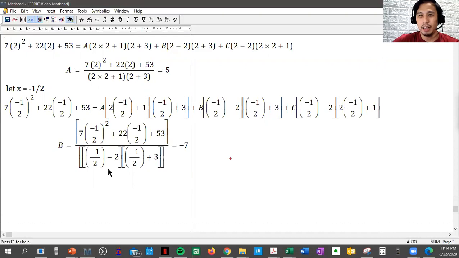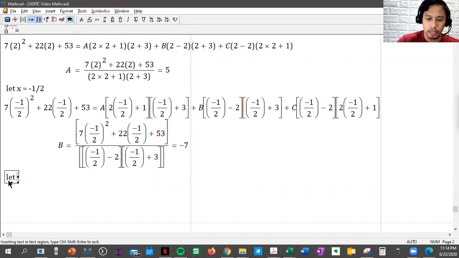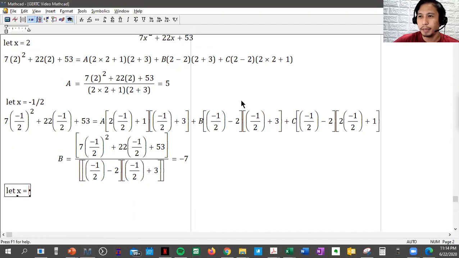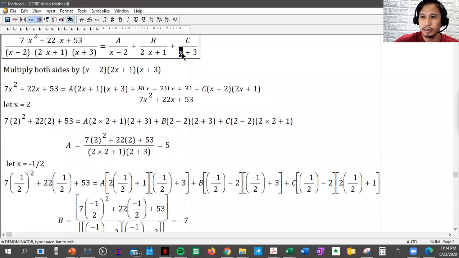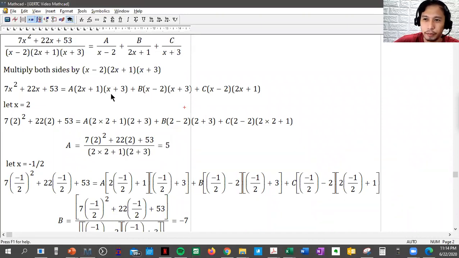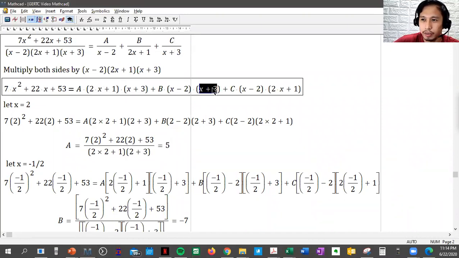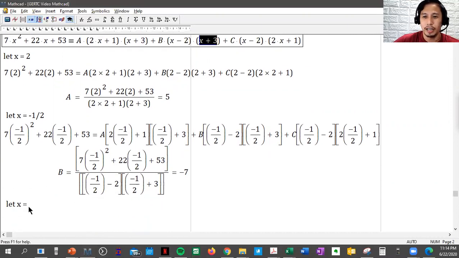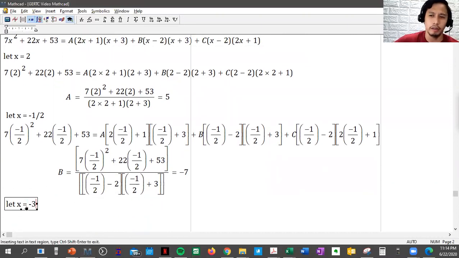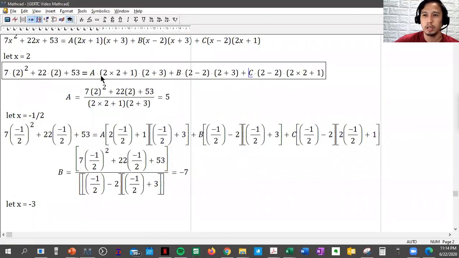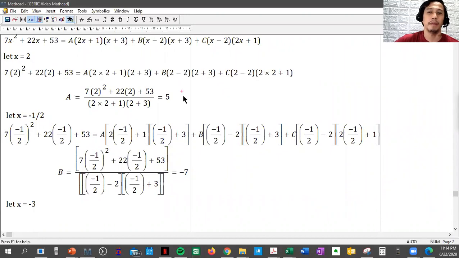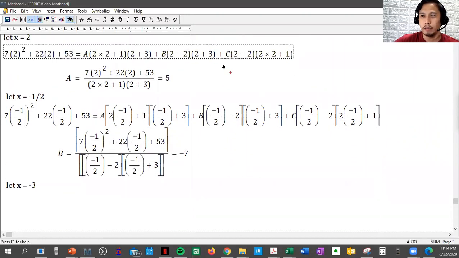So, next naman, how about for C? Well, for C, let x be equal to negative 3, so that these terms will become 0. Or, you may make that equal to any numbers except negative 3, or except 2 and negative 1 half, let's say 0 or 1, to solve for C, as long as you're going to use the calculated values of A and B. Pwede yan.